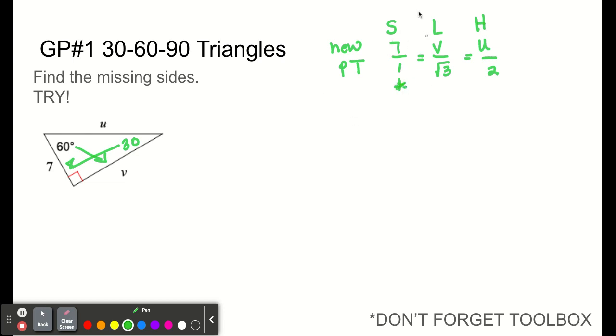We have to use what ratio does not contain a variable first, so 7 over 1 is equal to, looking for V first, which is the long leg, V divided by the square root of 3. If you cross multiply, you get 1 times V, which is V, is equal to 7 times the square root of 3. We cannot multiply those two numbers together because one is outside, one is inside. Therefore, this is our answer.